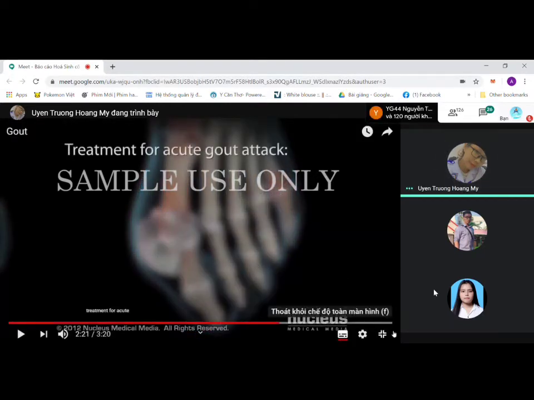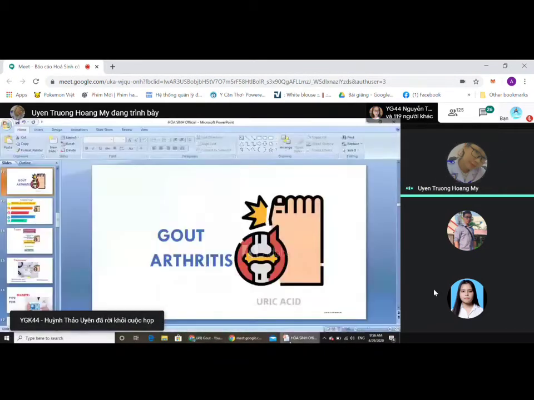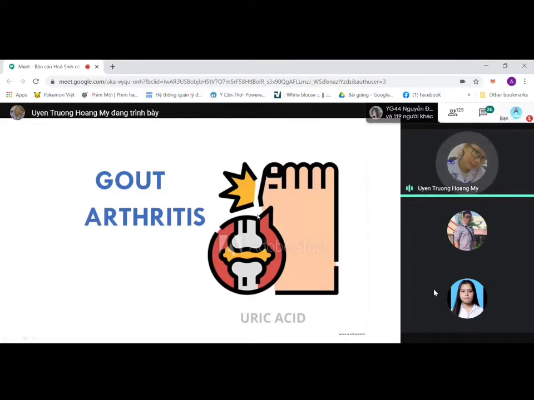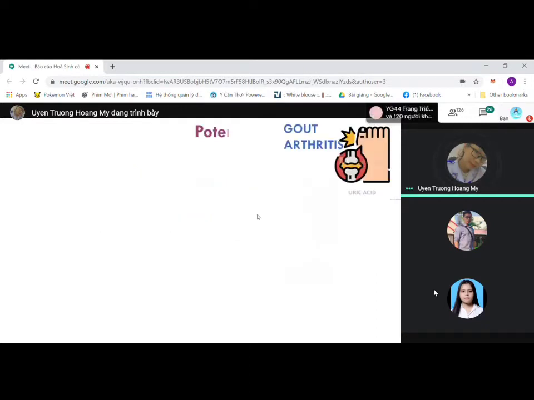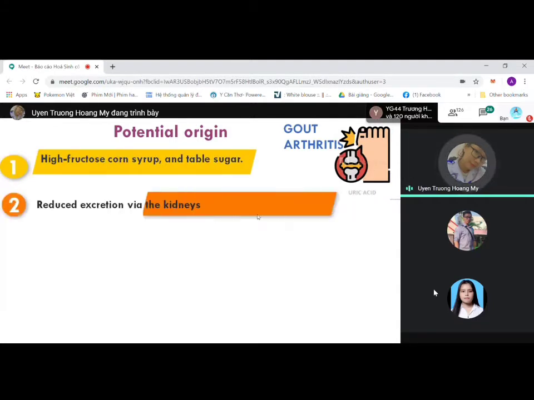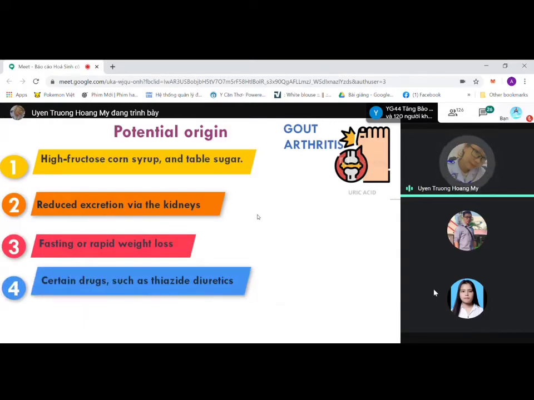That is the overview about gout. So we continue. Hyperuricemia with induced gout has various potential origins. 1. High fructose corn syrup and table sugar. 2. Underexcretion by the kidneys. 3. Fasting or rapid weight loss. 4. Certain drugs such as thiazide diuretics, and the last, tumor lysis syndrome.